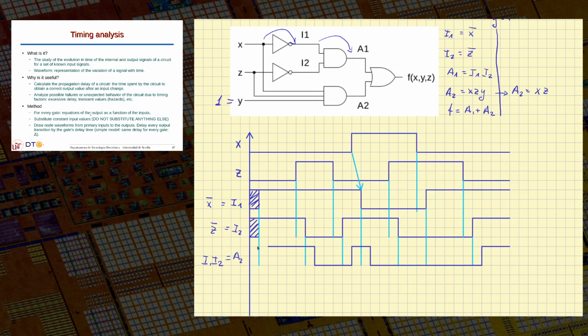Okay, and what happened during this time? During this time, I don't really know what the values of I1 and I2 are. So I don't know the value of A1 either up to this point. So we will also mark all this area as unknown.